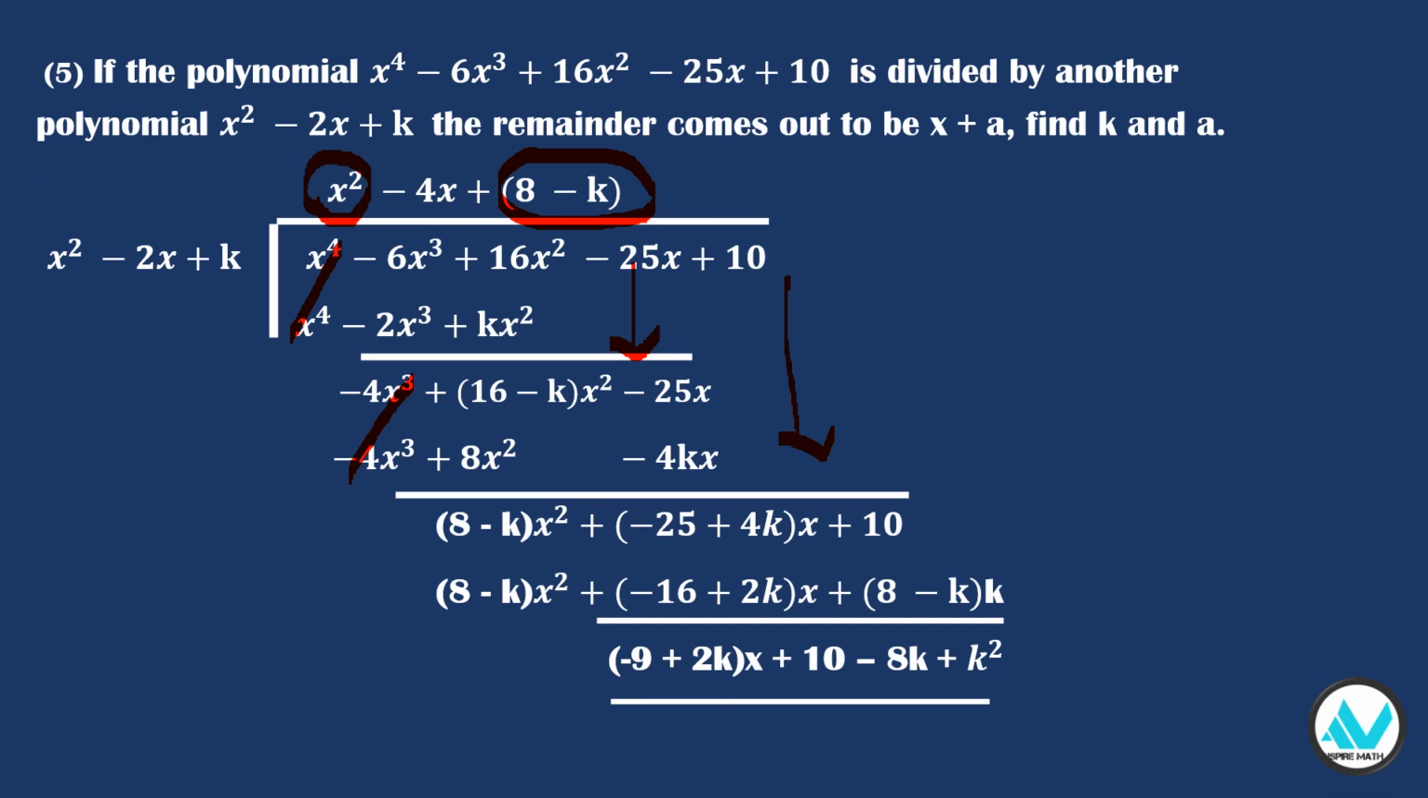My next step will be division is repeated subtraction. So this gets cancelled. I am left with minus 25 plus 4k minus 16 plus 2k. So when I subtract this, I get minus 25 plus 16, which gives me minus 9, plus 4k minus 2k, which gives me plus 2k into x. Now here 10 minus 8k plus k square. So which gives me 10 minus 8k plus k square. Now this is my remainder part.